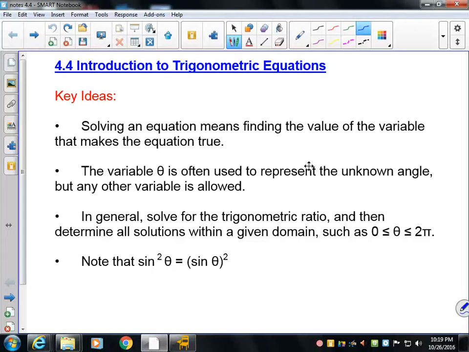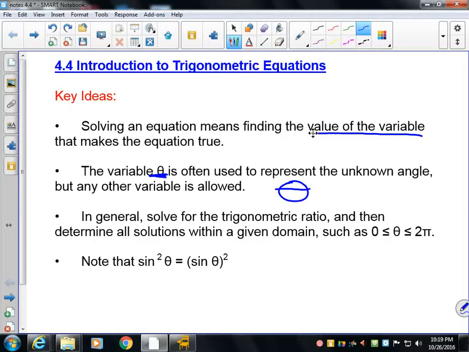So we're looking at 4.4, which is Introduction to Trig Equations. So we're looking at solving equations. Realistically, when you solve equations, you're looking for a value of a variable. Our variable that we're going to be looking for is theta.